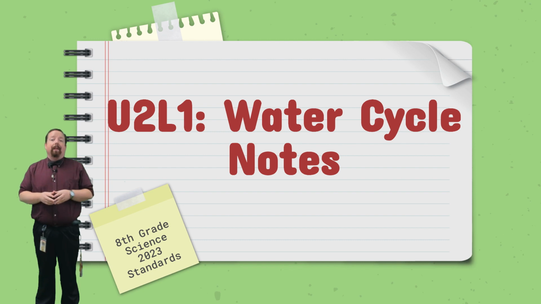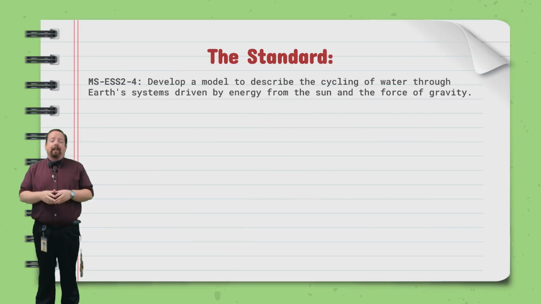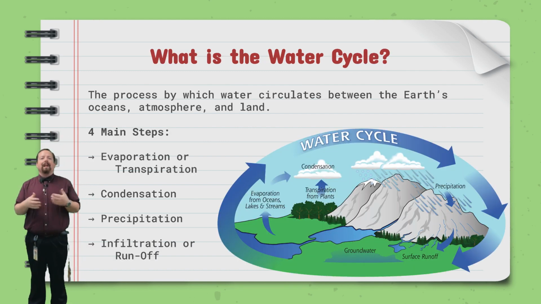Today we're going to be learning about the water cycle. By the time we're done here, you should know enough about the water cycle to develop a model that describes how the water moves through Earth's systems and that the sun and gravity are the sources of power for this cycle. So, just what is the water cycle?